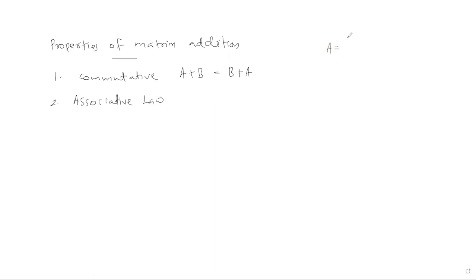Suppose you have matrices, for example, A is 1 5 2 3. B is equal to 0 1 1 0. C is equal to 6 6 2 2. All are of order 2 by 2, all are square matrices. So associative law: if you want to add three matrices, first add A and B, then add C to that, or first add B and C, then add A to that. Will they be equal or not?